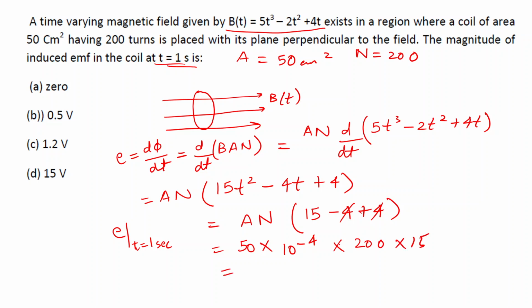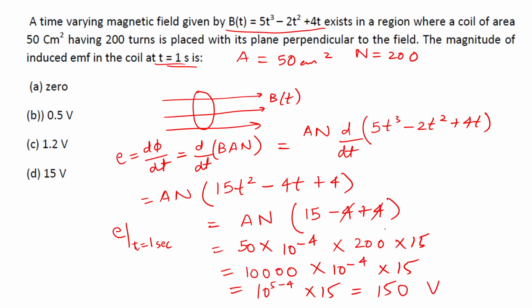This will be 10 to the power minus 4 times 15. This will be 2, 3, 4, 5. So 10 to the power 5 minus 4 times 15. That means 15, and this will be 10, 150 volt. This will be 150 volt. Am I doing something wrong?